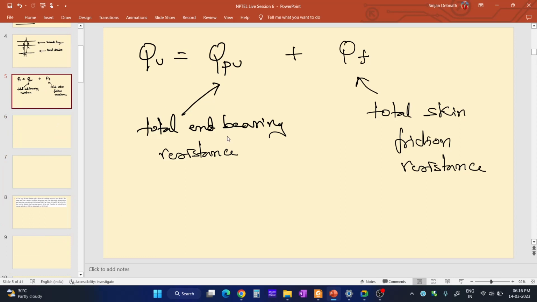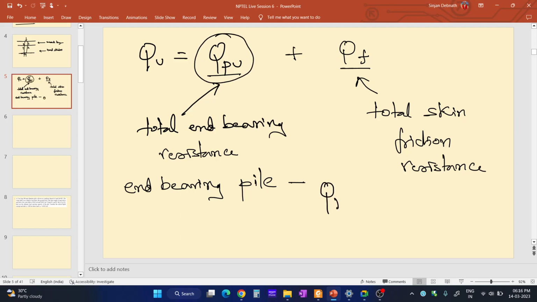So this one is QPU, total end bearing resistance. This QF is the total skin friction resistance. In case of an end bearing pile, this QPU term is much greater than QF.